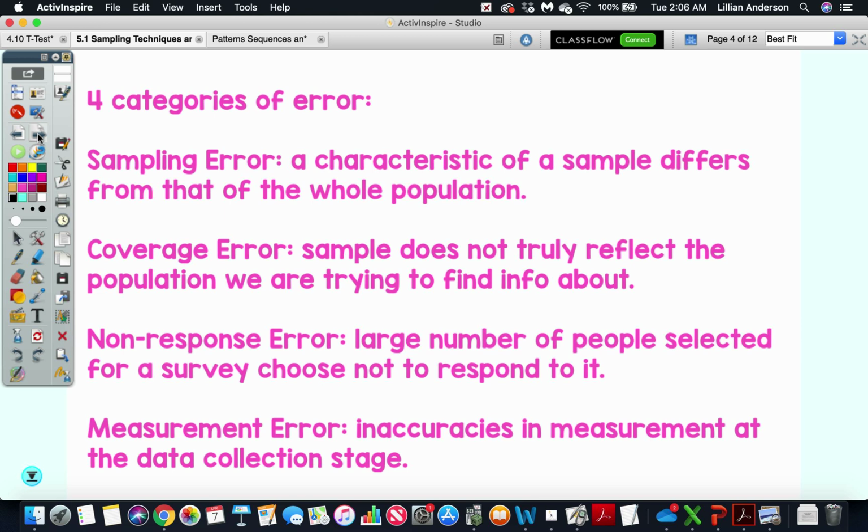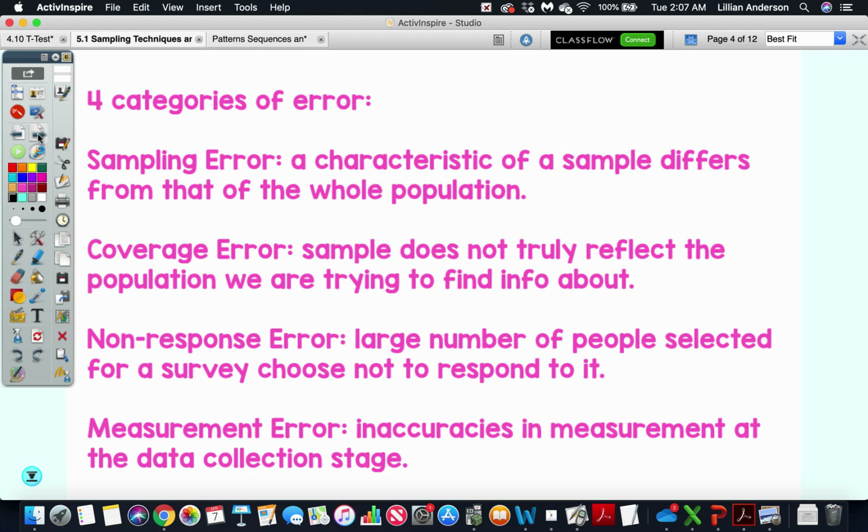Okay. And the last error is a measurement error, and that refers to the inaccuracies in measurement at the data collecting stages. So, for example, let's say you went around and you got data of people's heights to the nearest centimeter, and you recorded the height as slightly different from the person's exact height.